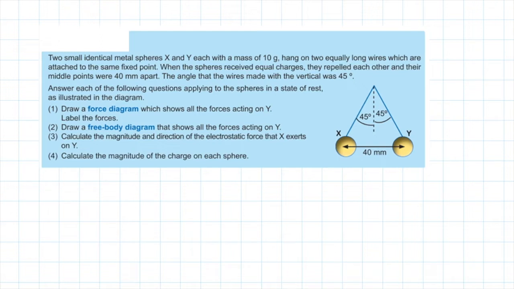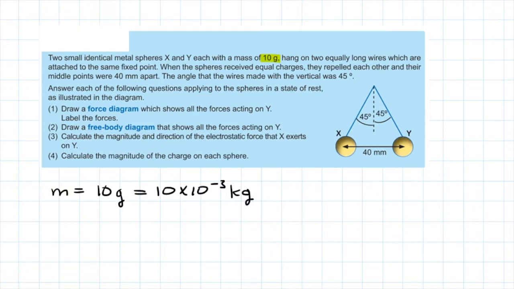So this example says two small identical metal spheres, X and Y, each with a mass of 10 grams, hang on two equally long wires which are attached to the same fixed point. We have their masses, both of them have the same mass. It's 10 grams, but we convert to the correct SI unit by dividing by 1000 or multiplying by 10 to the negative 3.